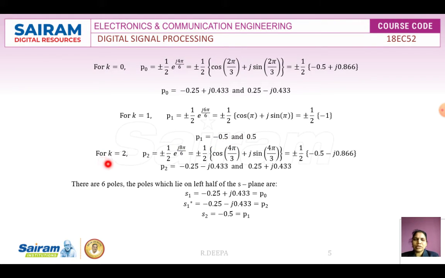So these are the two poles, and parallelly we will check the other poles also. By substituting k is equal to 1, we are getting p1 as minus 0.5 and plus 0.5. Then we substitute the next value, k is equal to 2, and simplify. We are getting two poles: one is minus 0.25 minus j 0.433, and the other pole is 0.25 plus j 0.433.